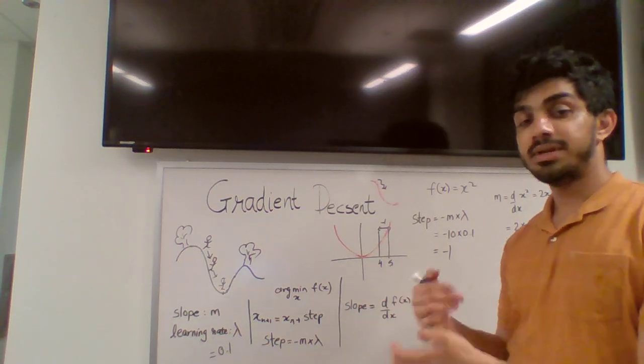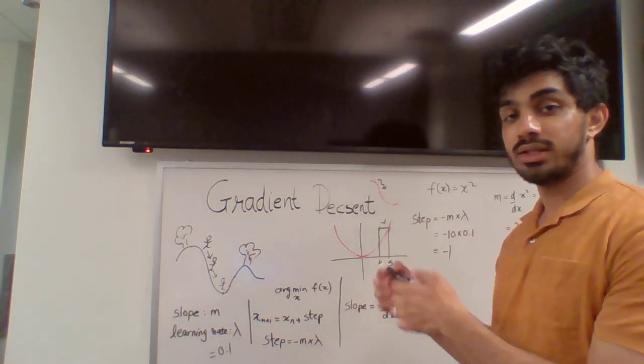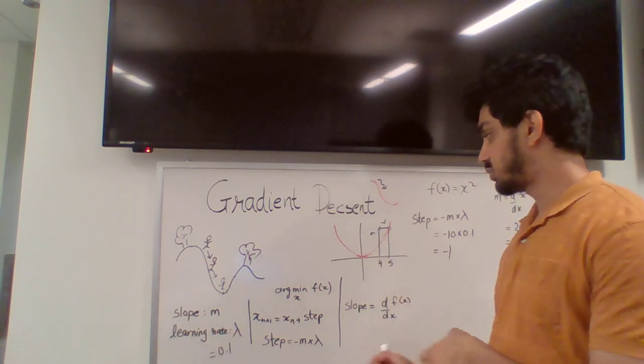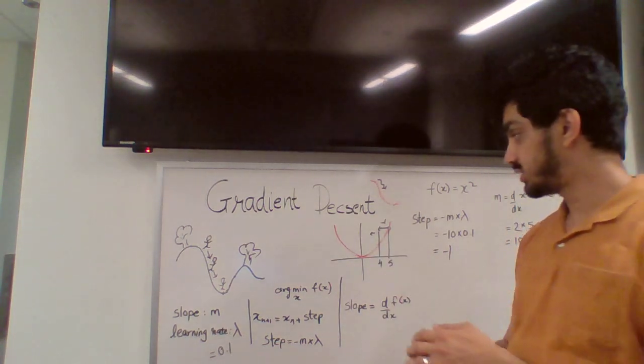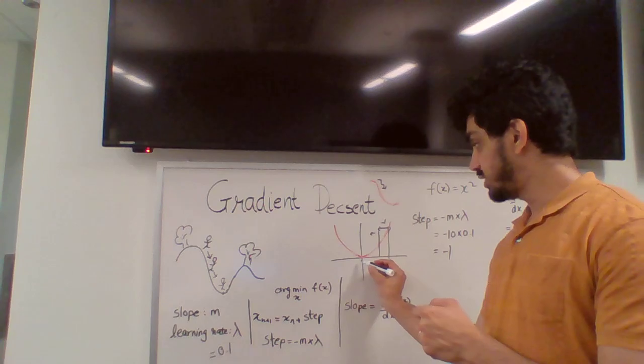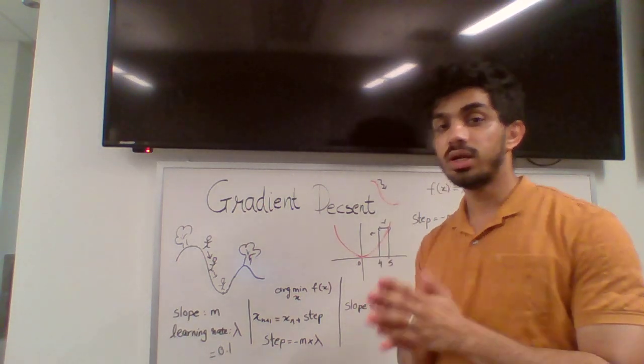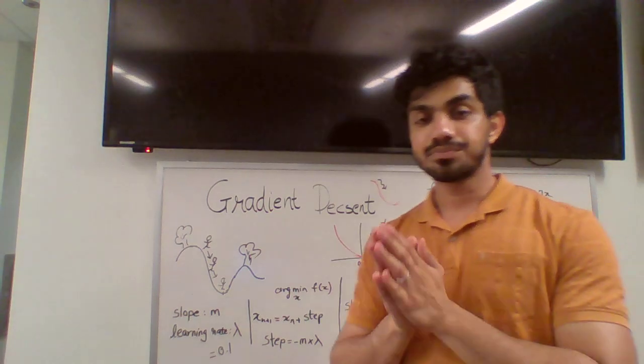If you keep repeating this process again and again at 4 and at the next points, you will keep moving closer and closer to the lowest point of this function, which is in this case at 0. So this is what gradient descent is.